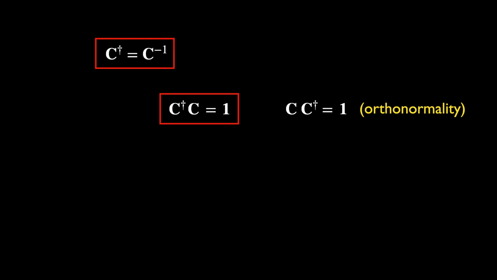A key point to note here is that the inverse could be applied to either side of C. Therefore, C dagger C is also equal to the identity. While previously, we have deduced that C times C dagger equals identity from the orthonormality of states.